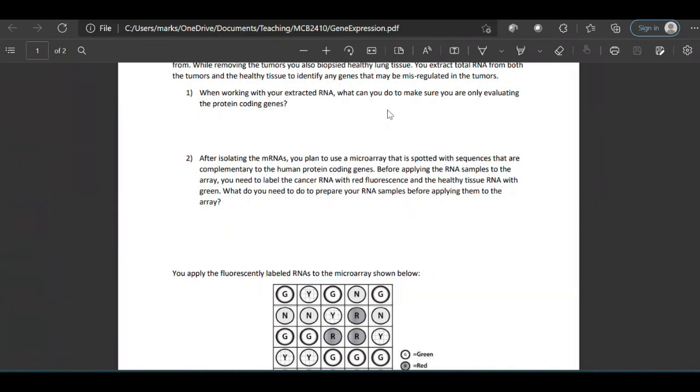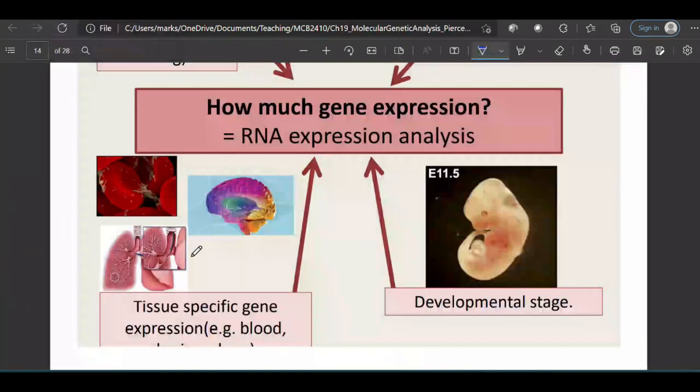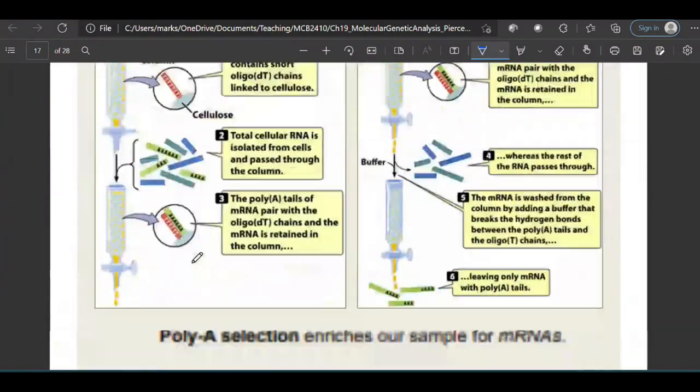For this, conceptually, remember there are lots of different RNAs in there. The ones for protein coding genes are the mRNAs. But remember, 80% of the RNAs in the cell are going to be ribosomal RNAs. So what we want to do is pull out the mRNAs. In order to do that, we're going to take advantage of one of the features that mRNAs have that other RNAs don't have, and that's what's called poly-A selection.